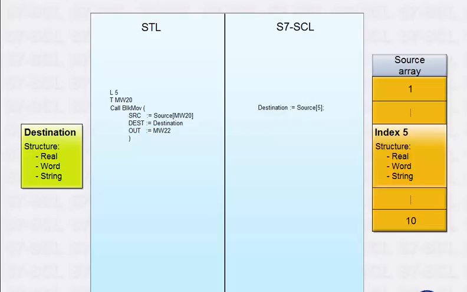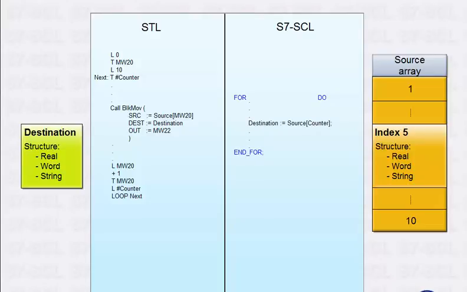Especially in the case of arrays, you often have to run iterations in order to find, read out, or manipulate a specific element. In STL, only the loop command, which also needs code lines in addition, is available for this. S7 SCL, on the other hand, provides multiple loop constructs. With the for loop, for example, you can set the start and end index of the run, as well as the step size in one line of code.